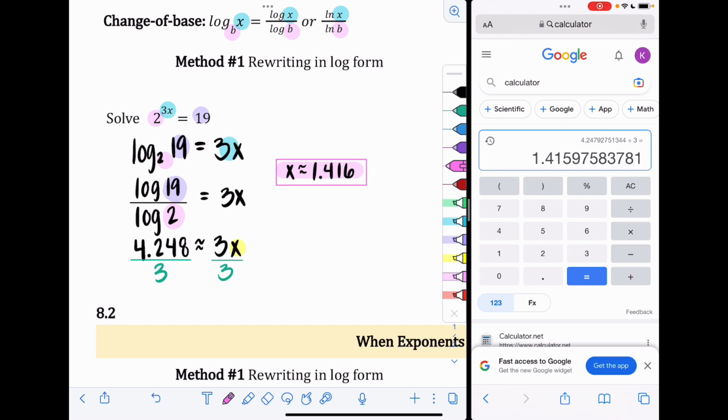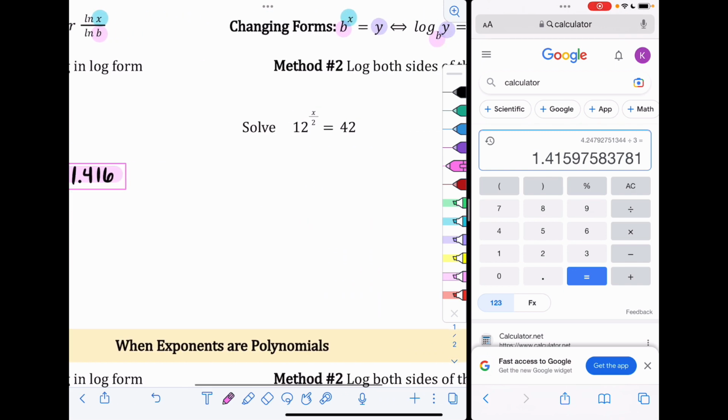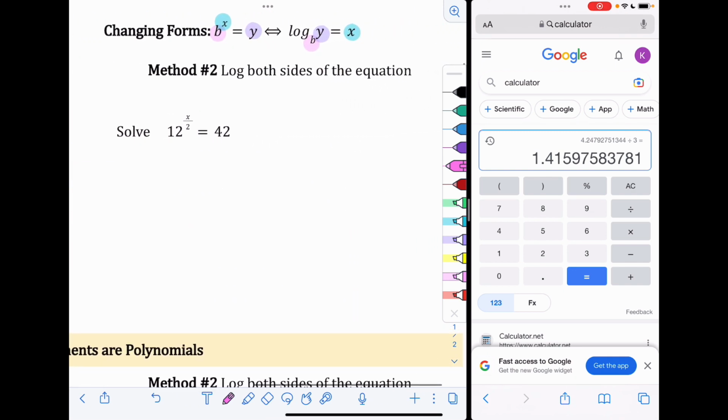The second problem is going to be method number 2, which is logging both sides of the equation. So for this one, we're going to solve 12 raised to the x over 2 equals 42. I do this problem a little bit differently than the workbook does. So if you want to see a different method of using the same problem, even though it's logging both sides, you can read through the workbook. It looks a little bit different, but it ends up in the same place.